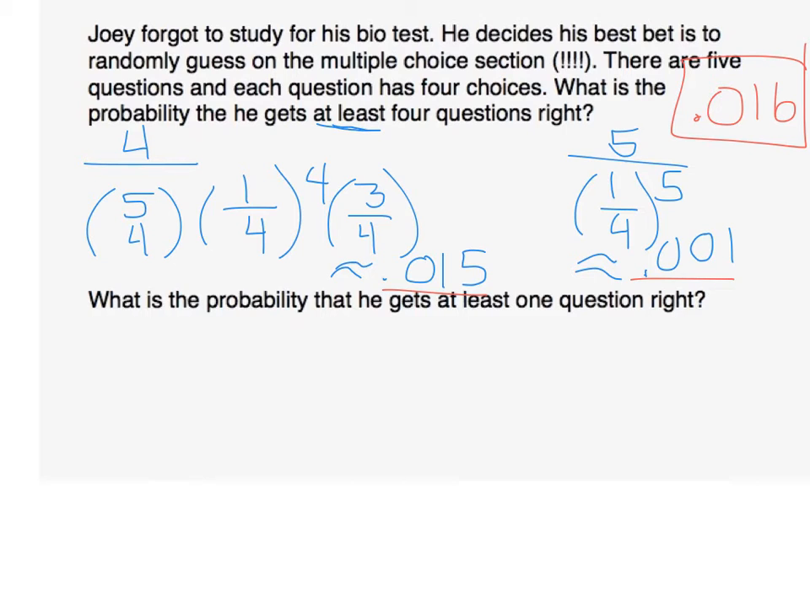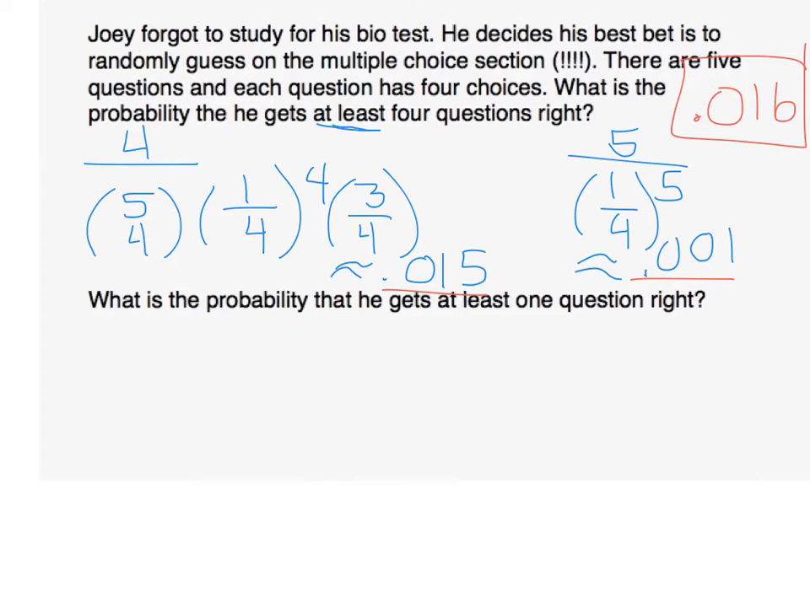All right, we'll just look at the last question. It says, what is the probability that he gets at least 1 question right? If we did that, we could find the probability of getting 1 question right, 2 questions right, 3 questions right, 4 questions right, and 5 questions right, and add them up. But the quicker way would be to figure out the probability of getting no questions right, and then everything else that's left would be the probability of getting at least 1 question right.